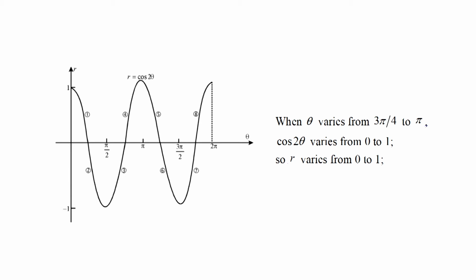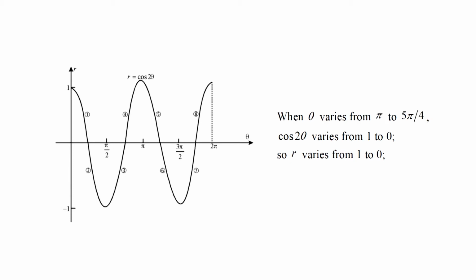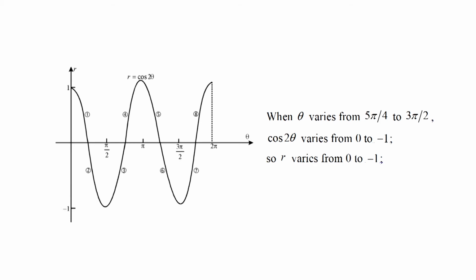So, r varies from 0 to 1. When theta varies from pi to 5 pi by 4, cos 2 theta varies from 1 to 0. So, r varies from 1 to 0. When theta varies from 5 pi by 4 to 3 pi by 2, cos 2 theta varies from 0 to negative 1. So, r varies from 0 to negative 1.